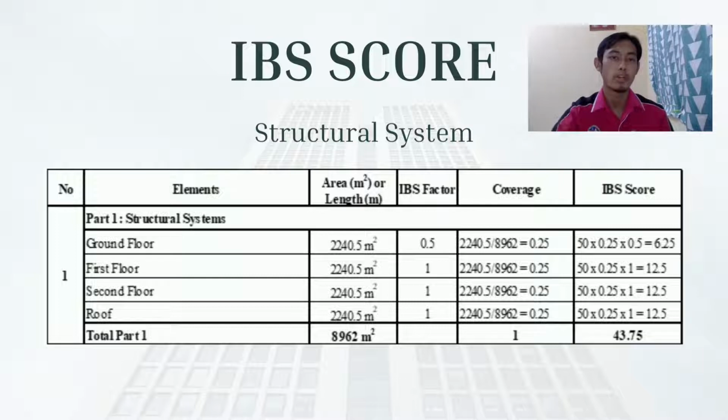I will present about the IBS score. Firstly, we need to consider the element of the structural system. In the structural system, there are three components, which are the ground floor, first floor and second floor, and lastly the roof. The total area of this construction project is 89,062 square meters. And from the calculation, we get for part 1, the IBS score is 43.75.